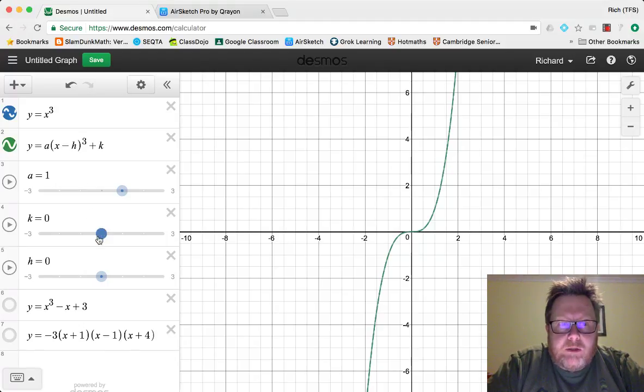So I'll leave a till last. Let's have a look at changing the value of k. It says go up 3 units, so 1, 2, 3 units, and as you'd expect, it goes 1, 2, 3 units up. And then we shall change h.